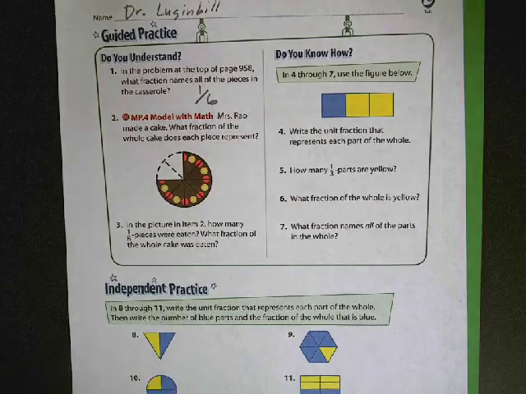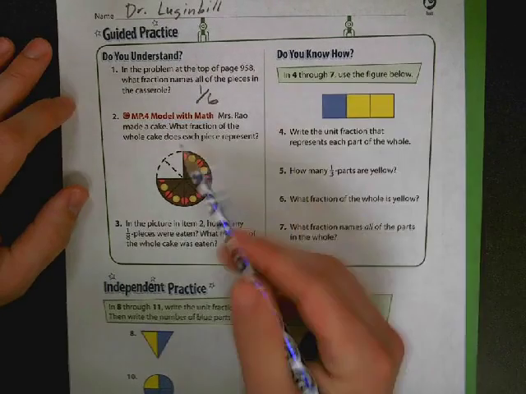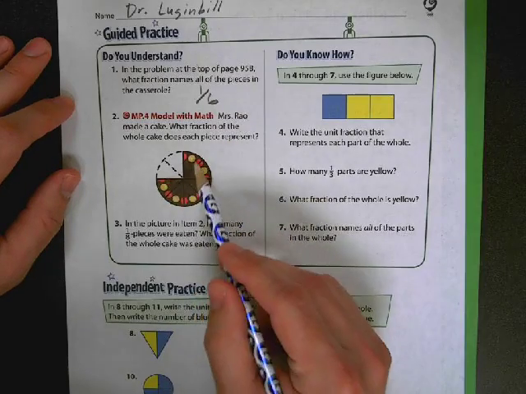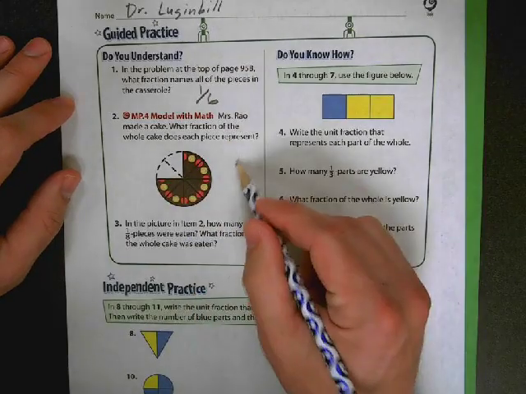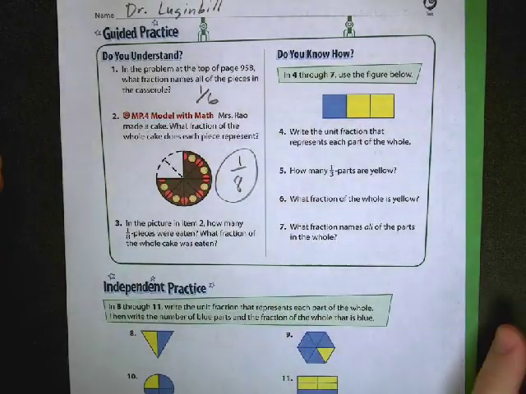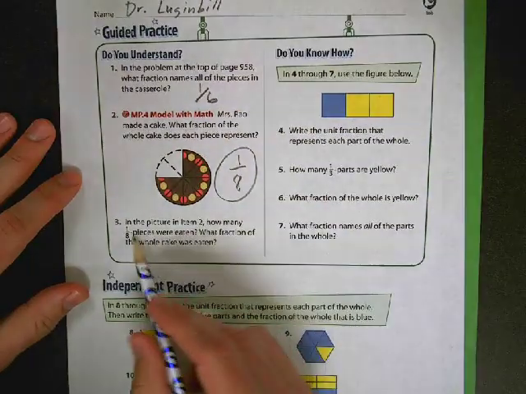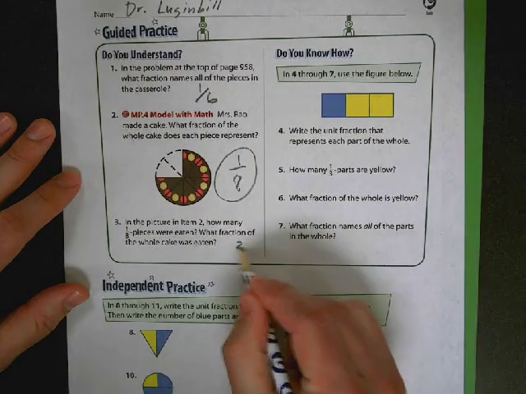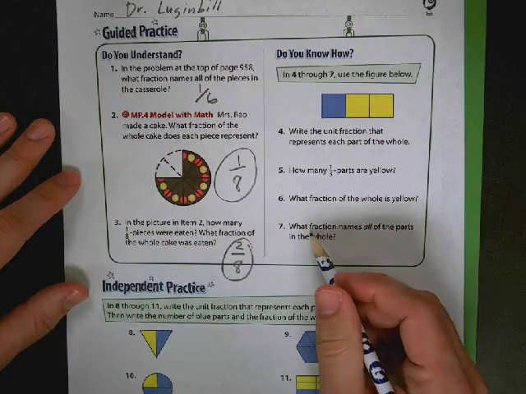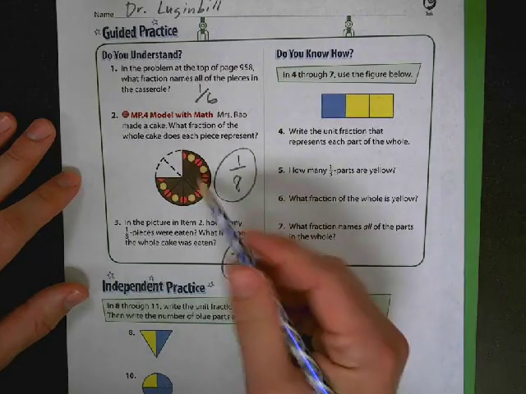6 equal parts. Mrs. Rayo made a cake. What fraction of the whole cake does each piece represent? Well, count them all. 1, 2, 3, 4, 5, 6, 7, 8. 8 equal pieces. 1/8. 1 out of 8. In the picture, how many 1/8 pieces were eaten? Well, 2. What fraction of the whole cake was eaten?